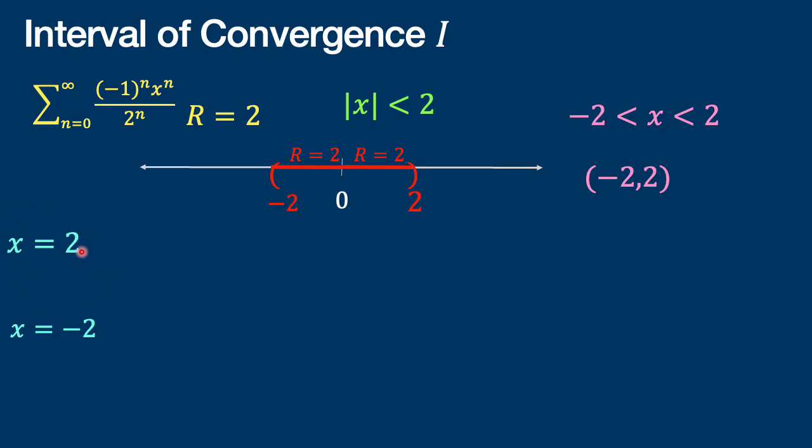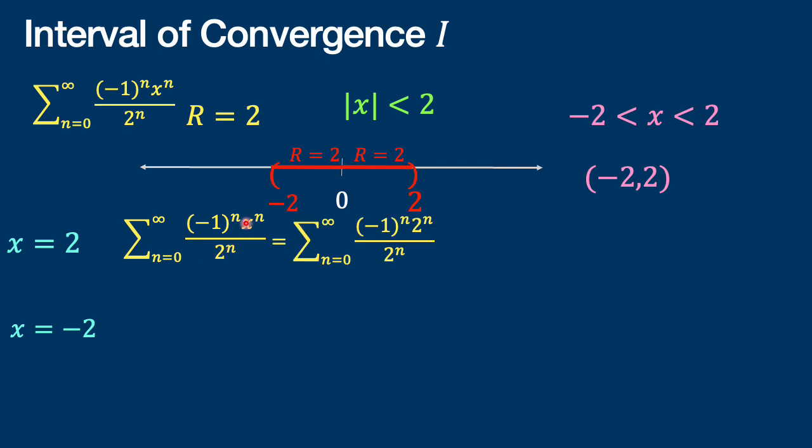First we're going to check x equals 2. So we plug x equals 2 into the power series: negative 1 to the n, x^n over 2^n. X is 2, so negative 1 to the n, 2 to the n over 2 to the n. The 2 to the n cancel out. So we have the summation of negative 1 to the nth power. This one diverges. So we know at x equals 2, this power series diverges.